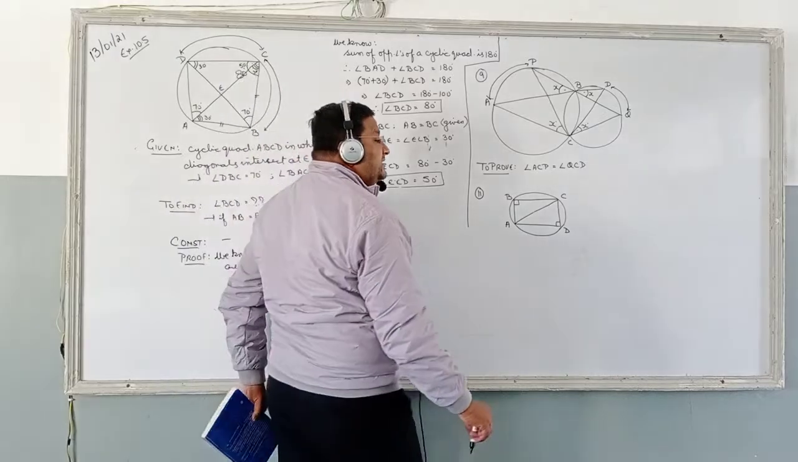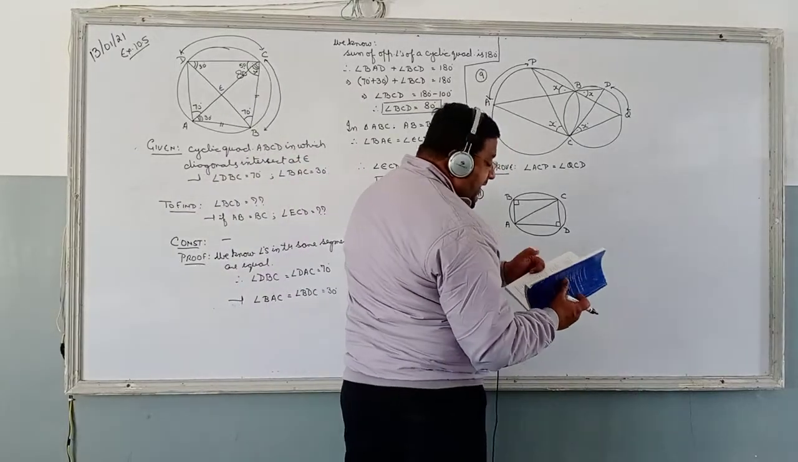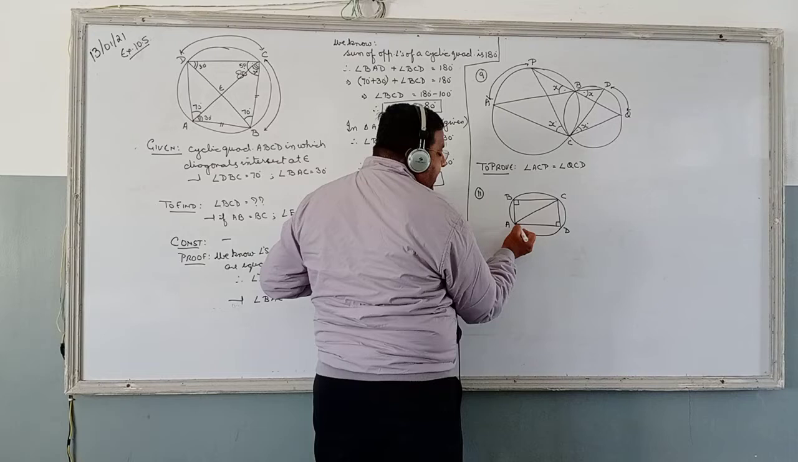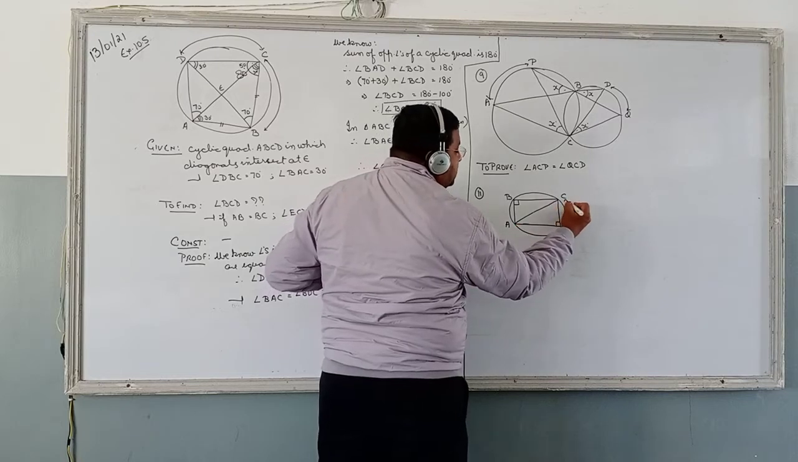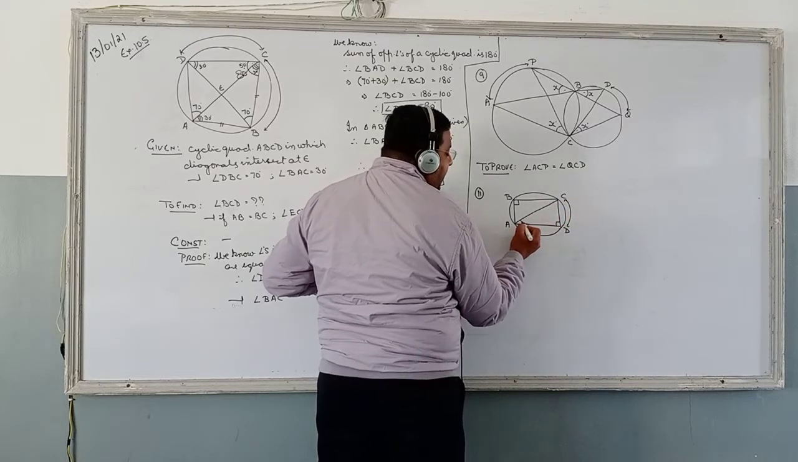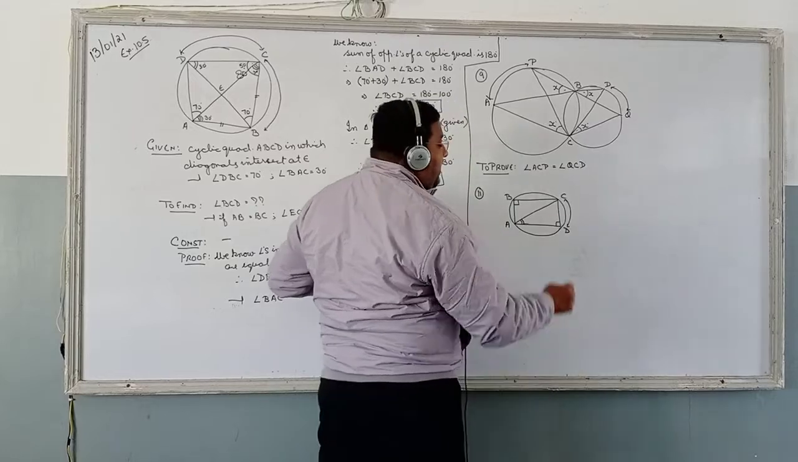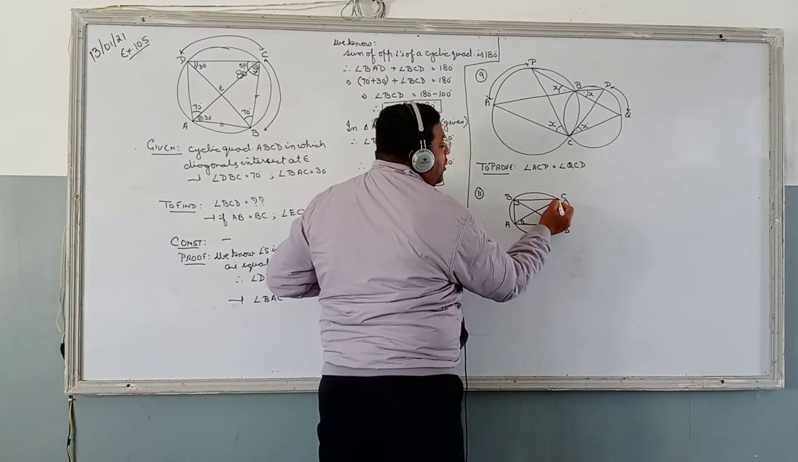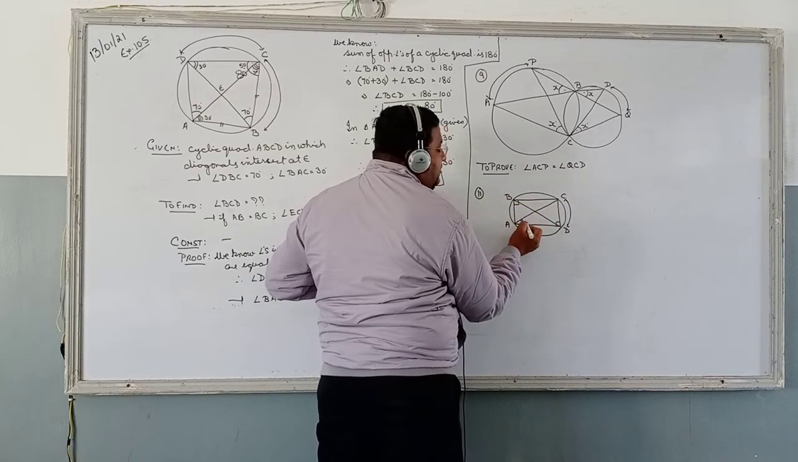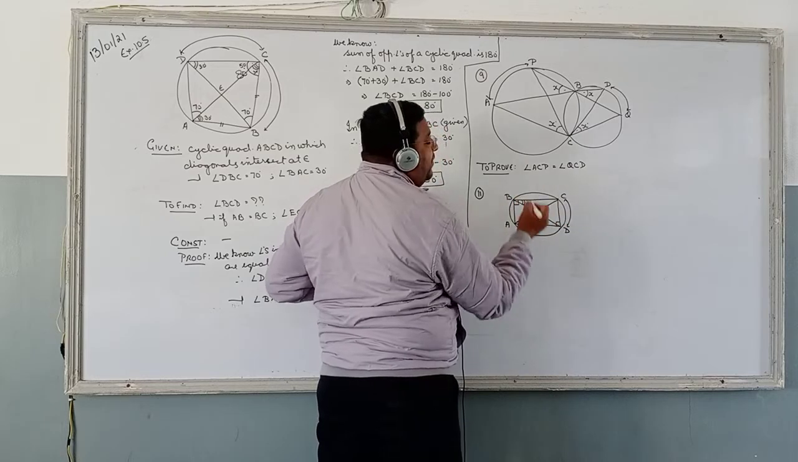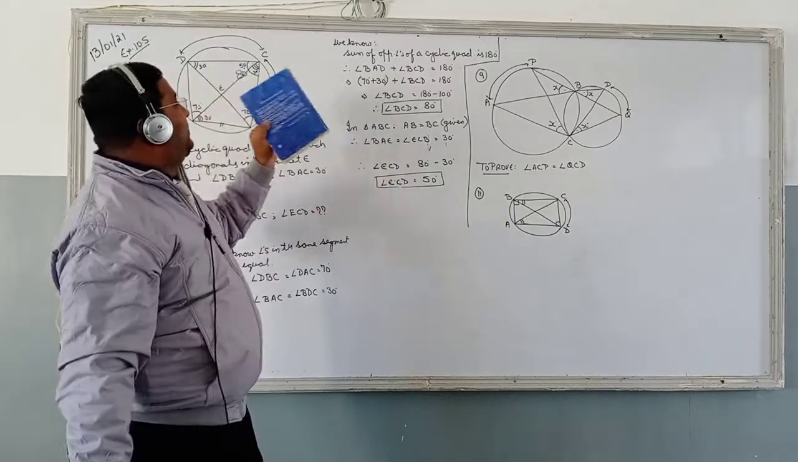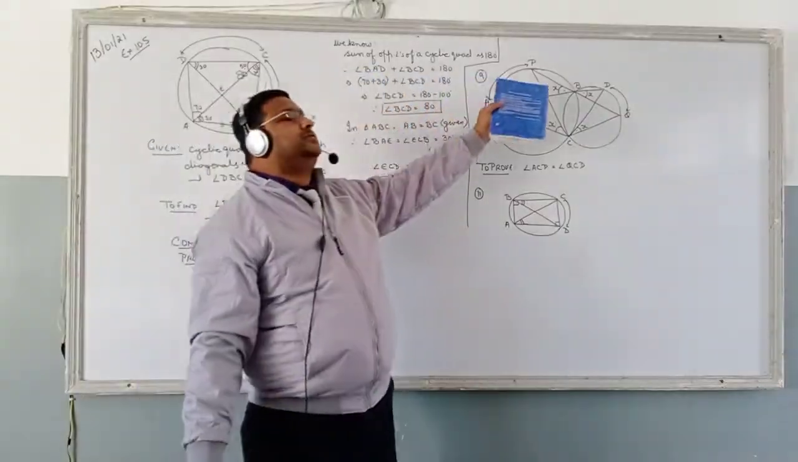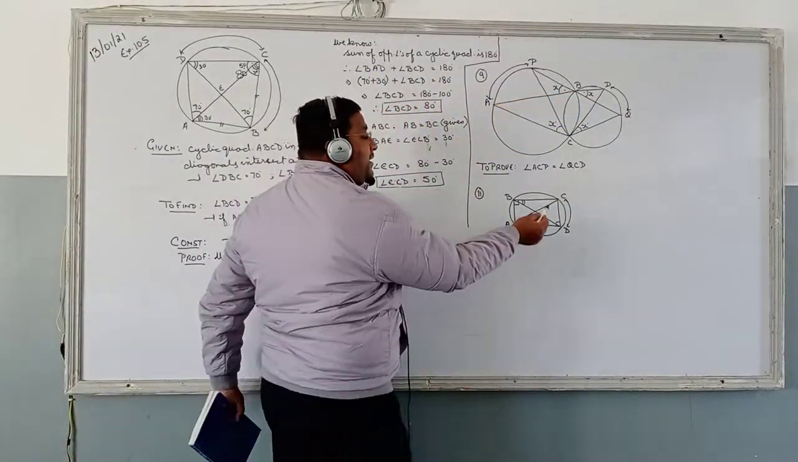How? He says angle CAD, on which arc? CD. This angle equals angle CBD, on which arc? Again on this arc. So are the angles in the same segment equal? We proved it. We used it over here. Angles in the same segment of a circle.